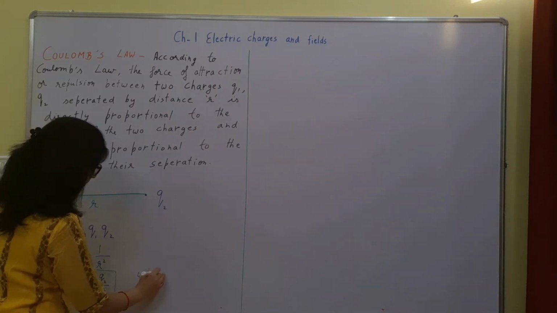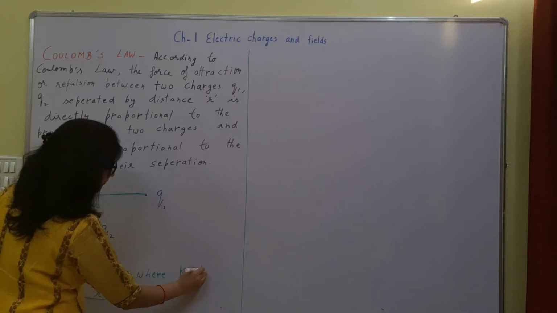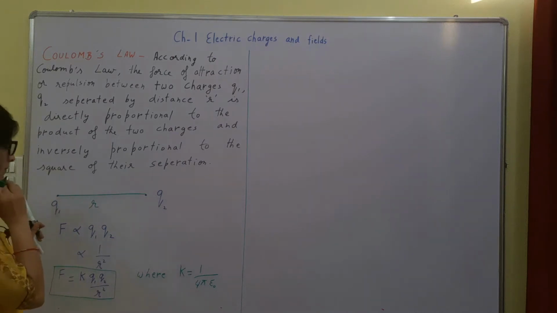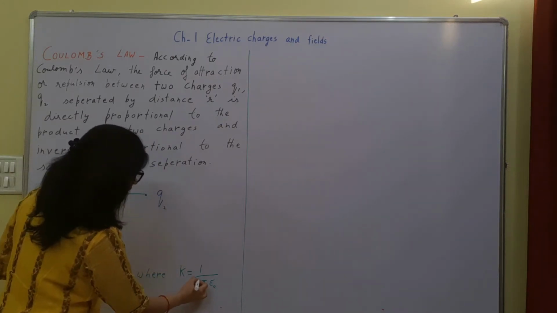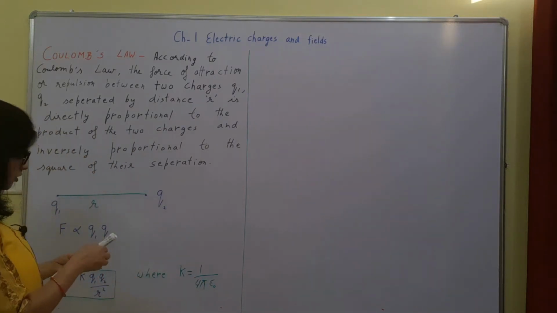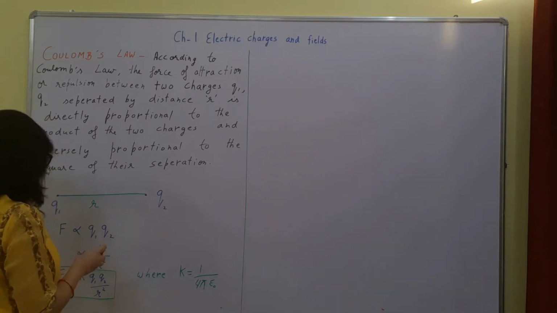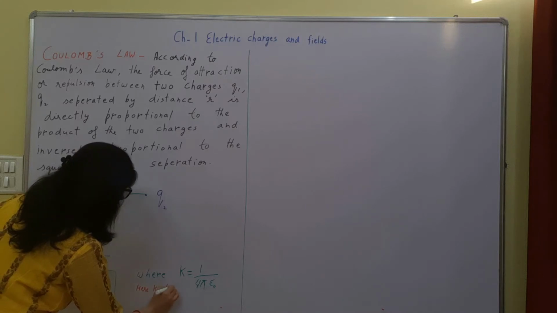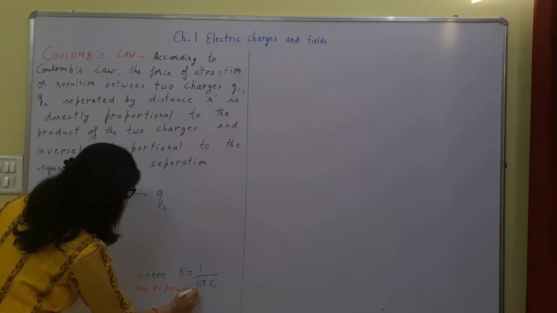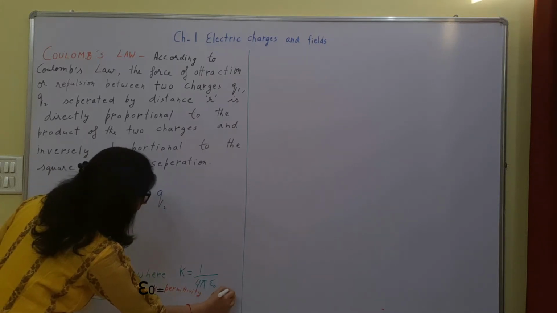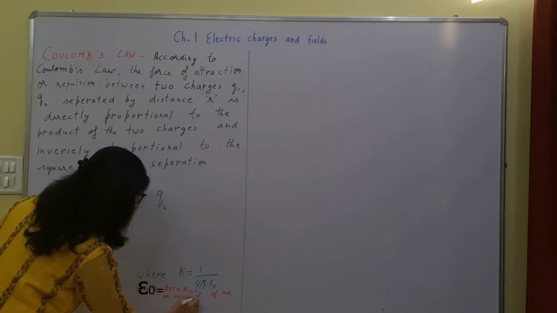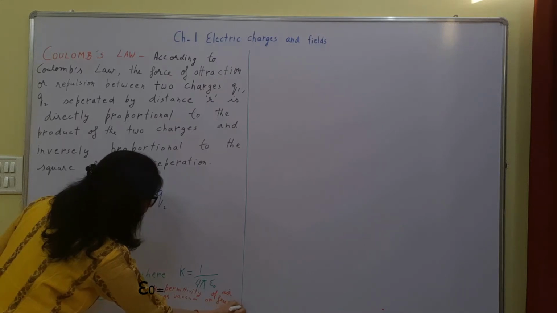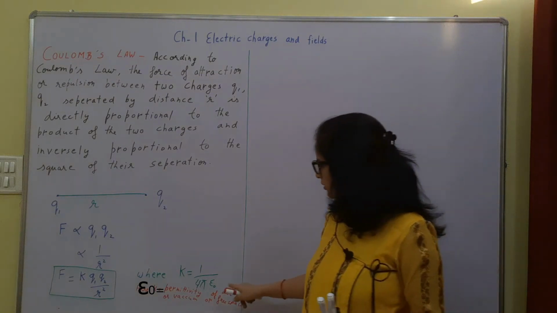where k is given as 1 by 4 pi epsilon naught, and epsilon naught is called as permittivity of air or vacuum or free space. So this epsilon naught is permittivity.